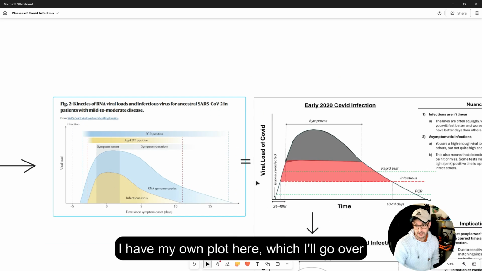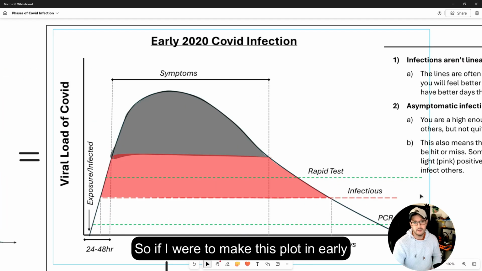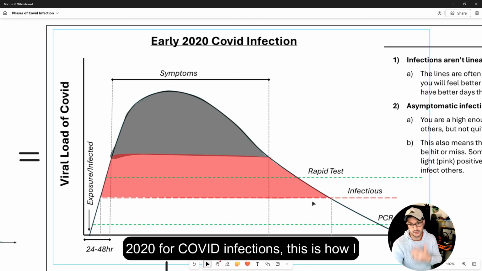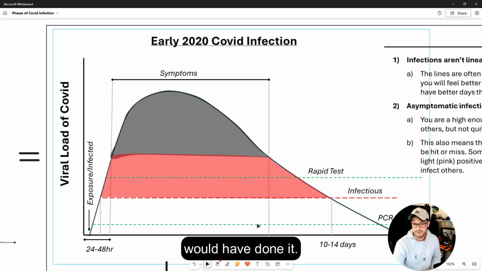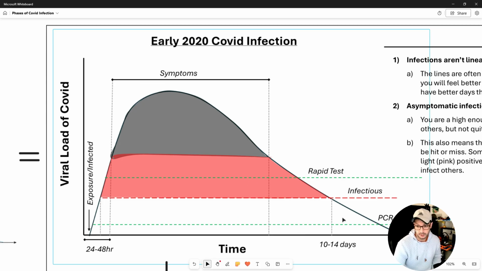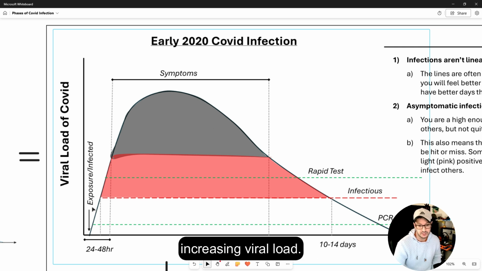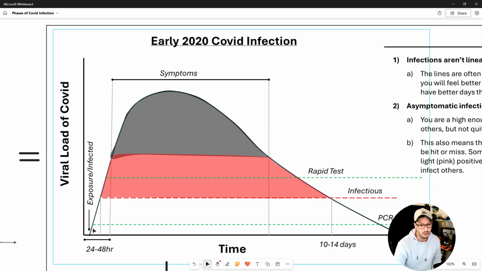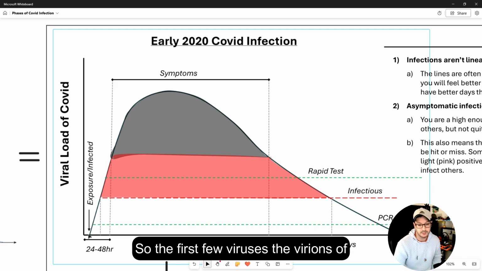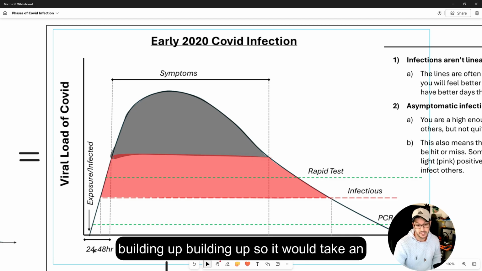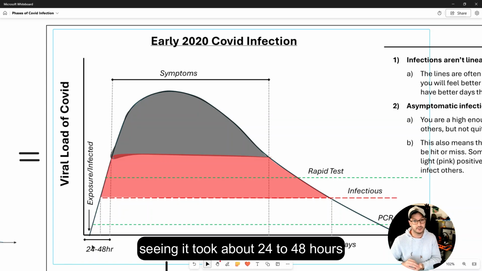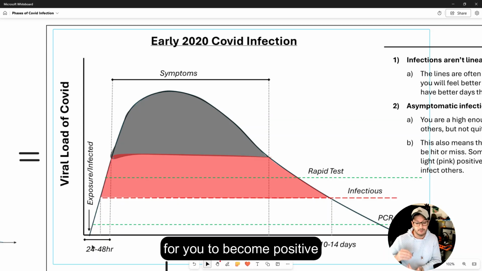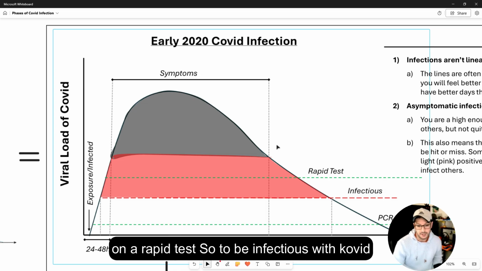I have my own plot here, which I'll go over in a second. So if I were to make this plot in early 2020 for COVID infections, this is how I would have done it. I would have a single infection curve right here showing increasing viral load. So you would be exposed to have infection. So the first few viruses, the virions of COVID, would get in your system. They'd start building up, building up, building up. So it would take an incubation from that early data. We were seeing it took about 24 to 48 hours for you to become positive on a rapid test. So to be infectious with COVID.